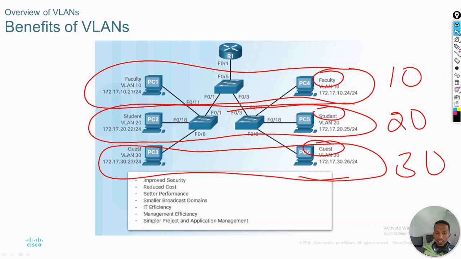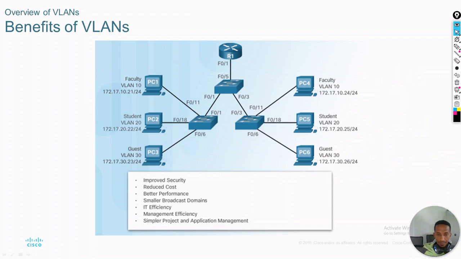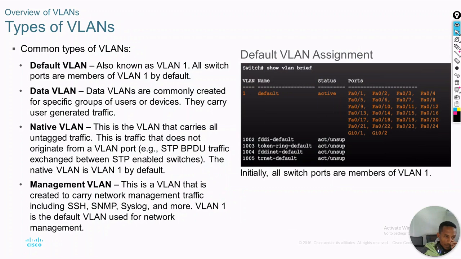We have already discussed their importance: security, cost reduction, better performance, smaller broadcast domains, efficiency, and manageability. So these are the topics that we have discussed previously. There are different types of VLANs. So what are the different types of VLANs?